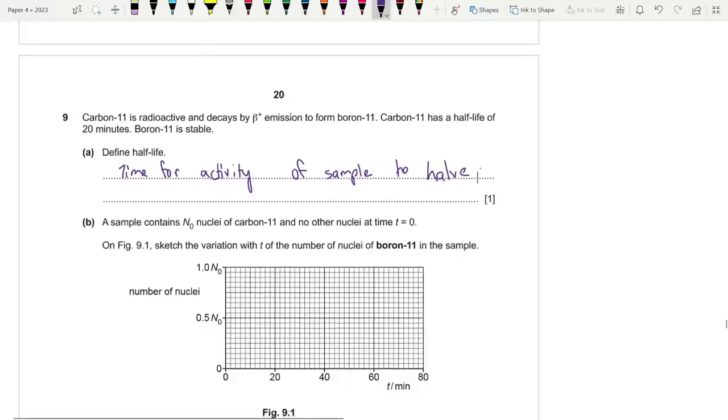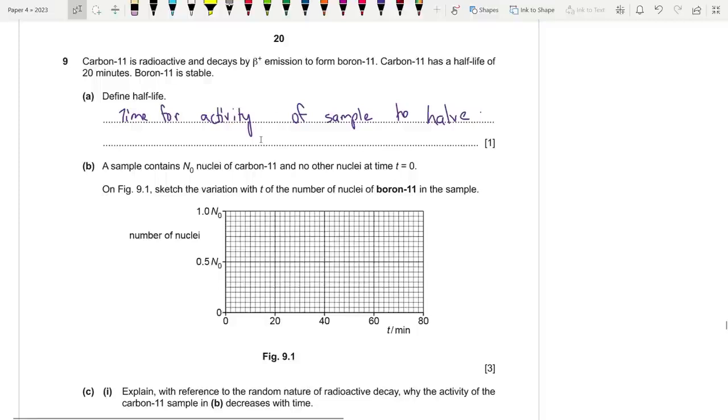Now, a sample contains N naught nuclei of carbon 11 and no other nuclei at time 0. Carbon 11 is radioactive and decays by beta plus emission to form boron 11. Carbon 11 has a half-life of 20 minutes. Boron 11 is stable, so boron 11 does not decay. On figure 9.1, sketch the variation with time t of the number of nuclei of boron 11 in the sample.